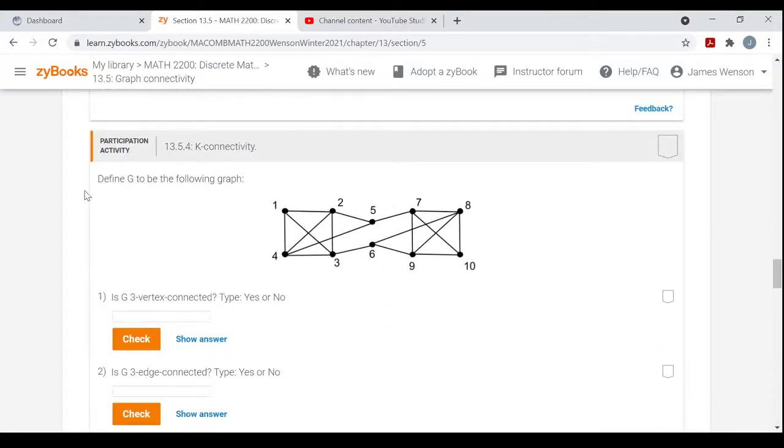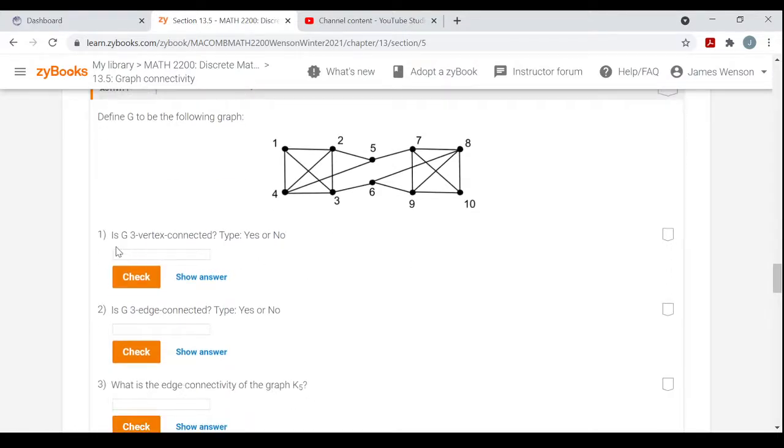Alright, so here's an example. Define G to be the following graph. Now, the first question is, is G 3 vertex connected? Now remember what it means to be 3 vertex connected. That means I can remove any 2 vertices, any 2, and it should still be connected. Now if you can find a pair of vertices that, when you remove them, disconnects the graph, well, then it's not 3 vertex connected.